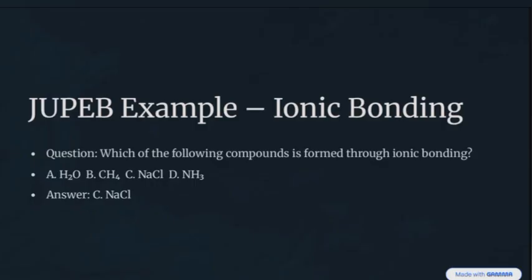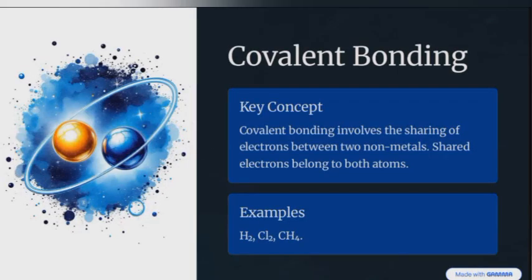So let's go to covalent bonds. Covalent bonding involves sharing of electrons between two non-metals. The shared electron is going to belong to both species. So how does this happen? Unlike ionic bond, where there is a complete electron transfer, for covalent bond, let me use an example.